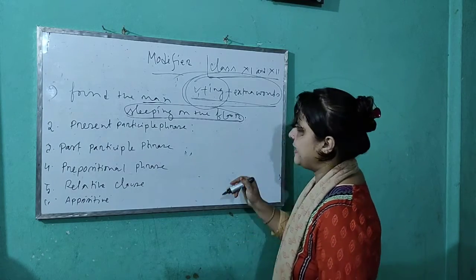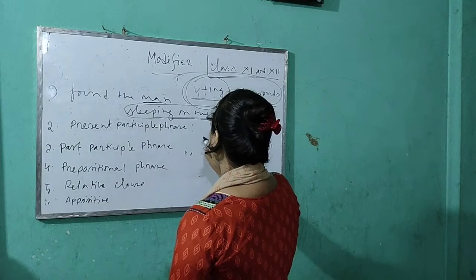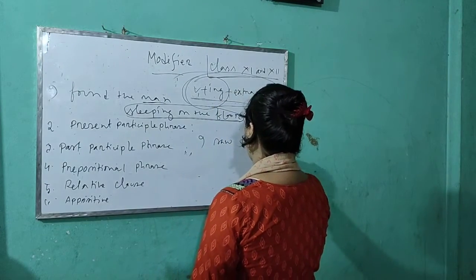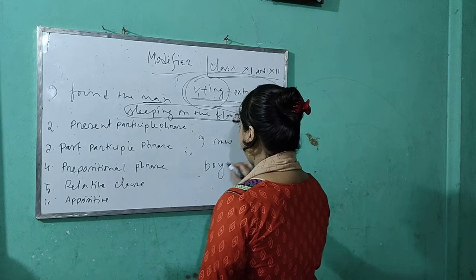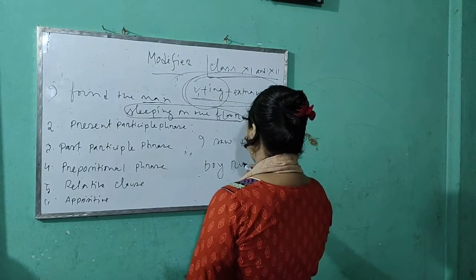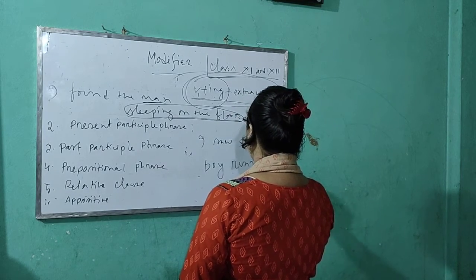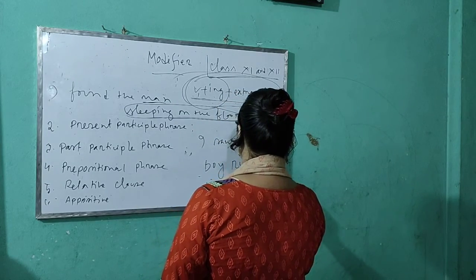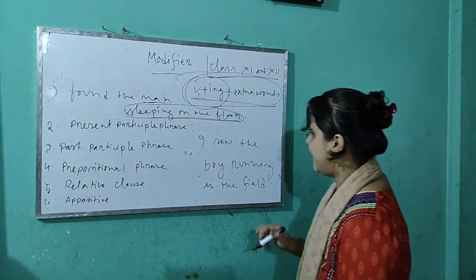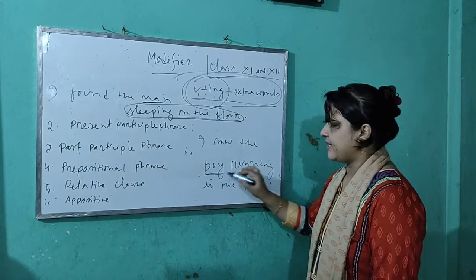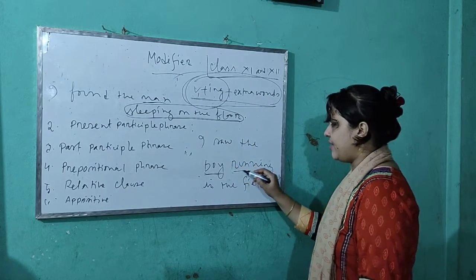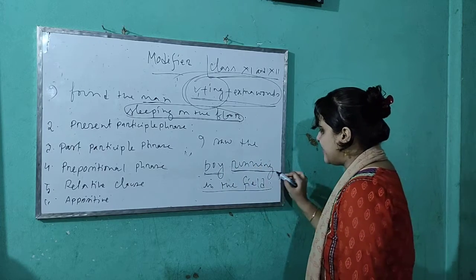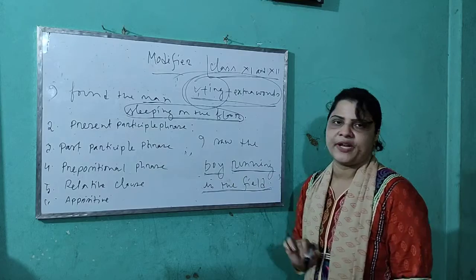Like you can say, I saw the boy running in the field. Running in the field. See here, the boy is a noun, and what is he doing? Running in the field. So this one is a present participle phrase.